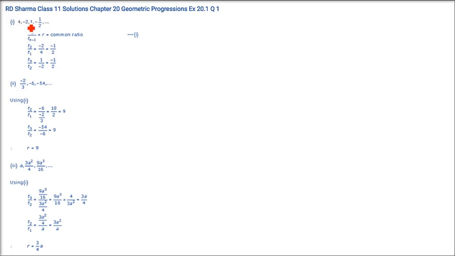Let us see the first one. This is the sequence. So you have minus 4, minus 2, 1 and minus half. So what you have to do is Tn plus 1 by Tn, that is the term and the previous term. If you divide them, the value should be some common ratio. Every value should be equal. So we'll take minus 2 by 4 and then we'll take 1 by minus 2.